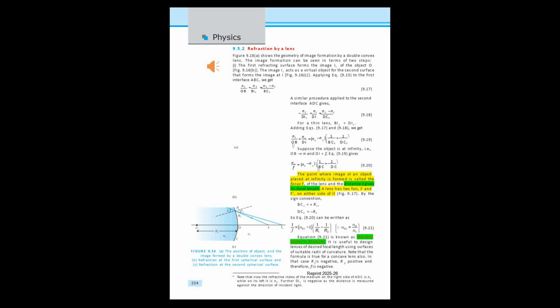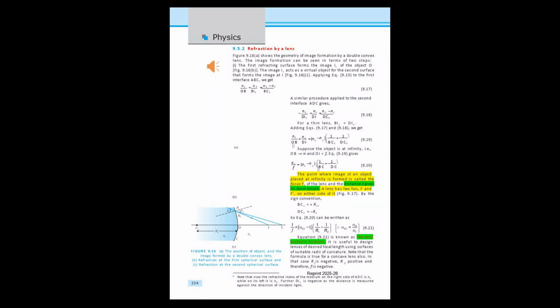Refraction by a lens. The figure 9.16 shows the geometry of image formation by a double convex lens. The image formation can be seen in terms of two steps. The first one is the refracting surface forms the image I1 of the object O, that is figure 9.16b. The image I1 acts as a virtual object for the second surface that forms the image at I, that is figure 9.16c.